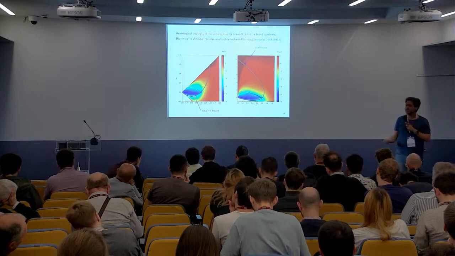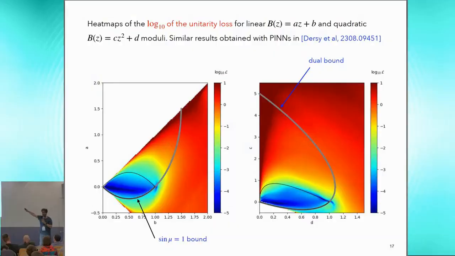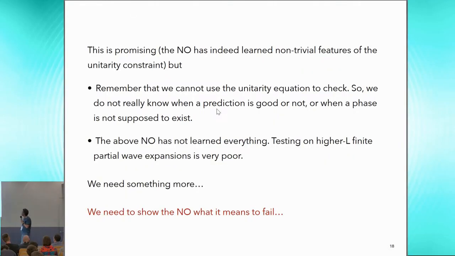Now, this is promising, but I cheated, okay? The first problem is that I told you I cannot use the unitarity equation. So if I cannot use the unitarity equation, how can I check that I made a good prediction? Also, in some cases, there should be no prediction because there's no solution. But the neural operator will be producing predictions. Another question is, here in these examples, it seems that the neural operator performed well, but does it perform well everywhere? And you can check that the answer is no. For example, if you test on higher L finite partial wave expansions, it performs poorly. So it has learned something non-trivial, but not the complete information that the unitarity equation has. Okay? So I need more.